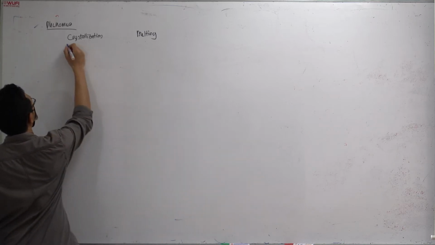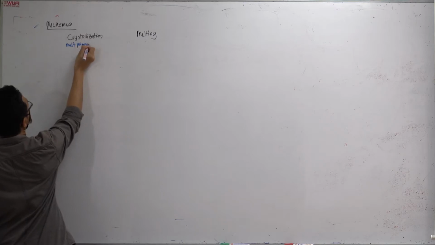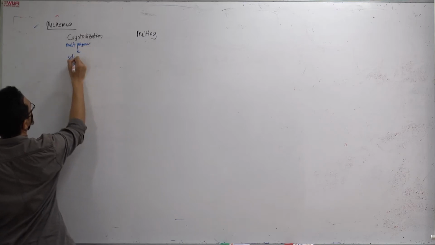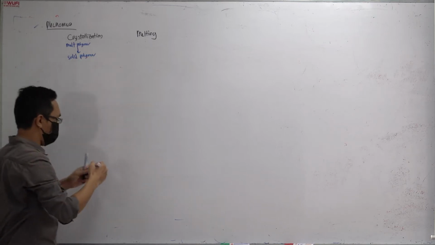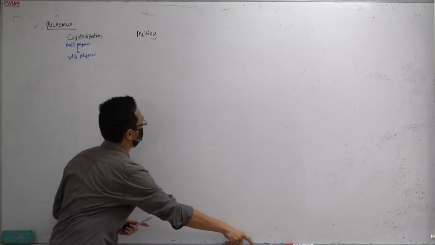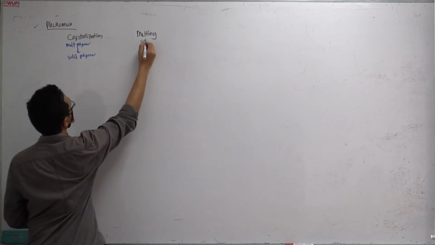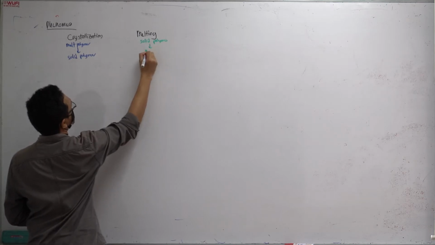So basically you have melt polymer that goes to solid polymer. That is basically crystallization. And then melting is simply the opposite of that. So melting is from the solid to melt, solid polymer to melt polymer.